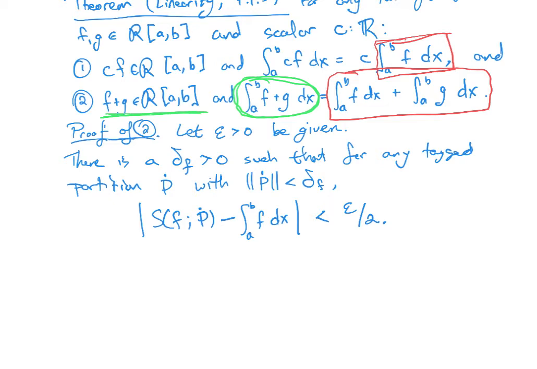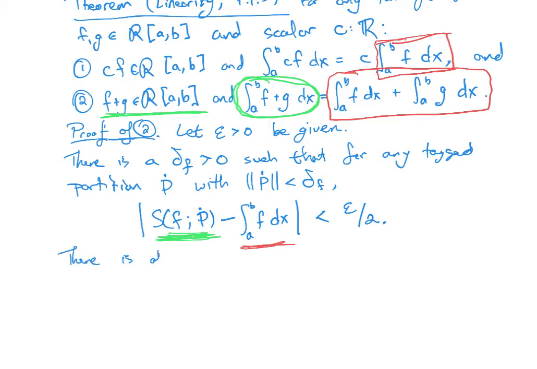Okay. Because we were given that F is integrable. So that means that these sums, these S of F P dots, are approaching some number which we've defined to be the integral of F from A to B. So we can get within epsilon over 2. So delta sub F is how small we need the partition to be, how fine we need the partition to be to get that close. Let's do the same thing with G.